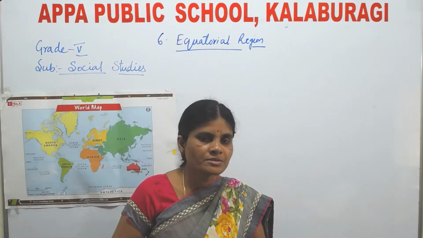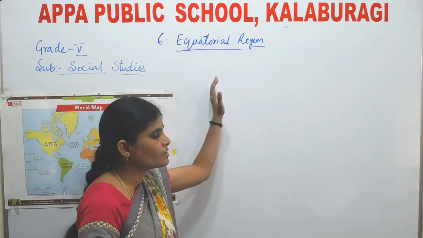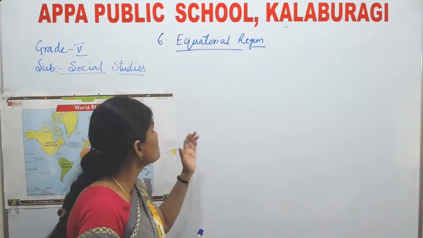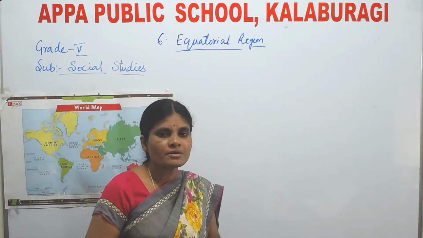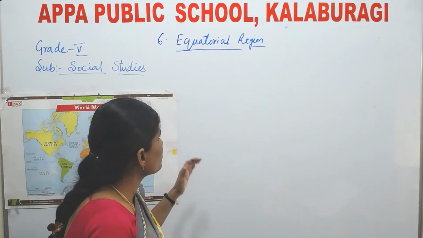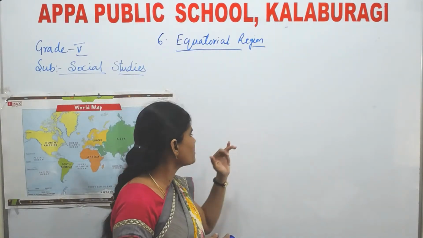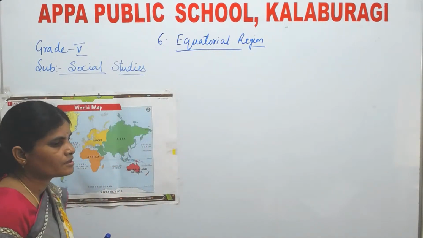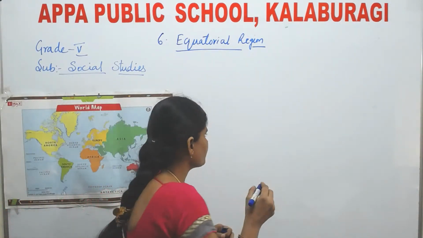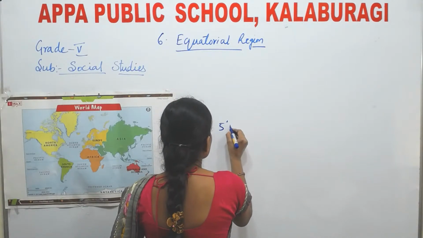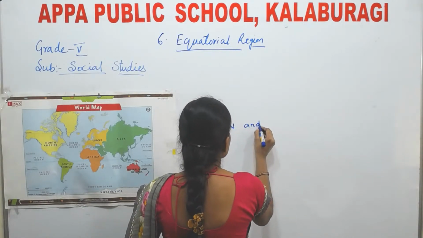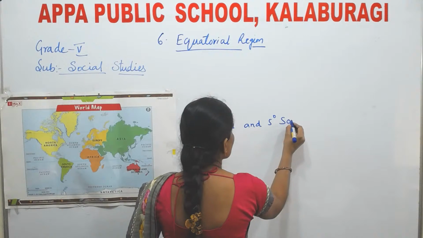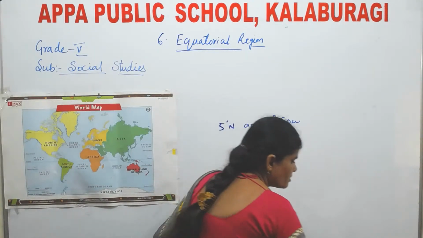Today I am going to explain to you about the equatorial region. This is the sixth lesson from your textbook. What is the equatorial region? The equatorial region is nothing but the region which is located between 5° north and 5° south of the equator.